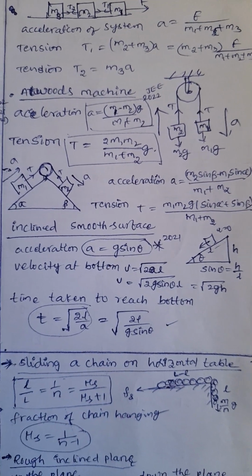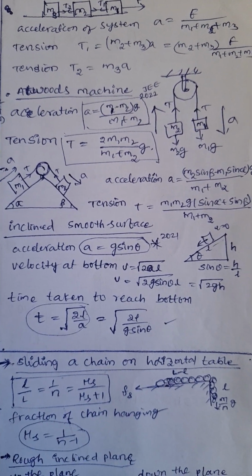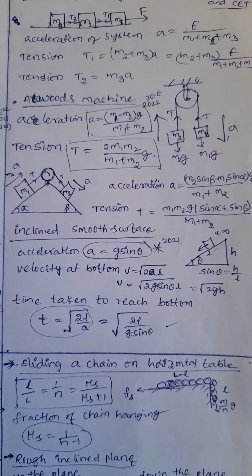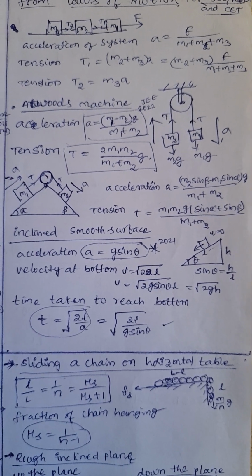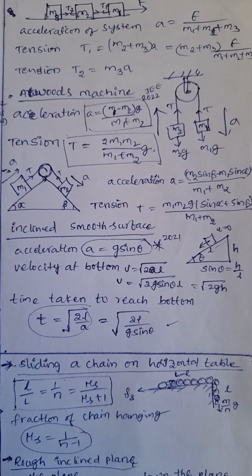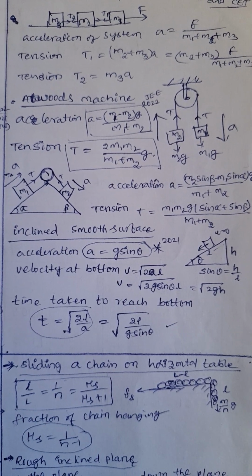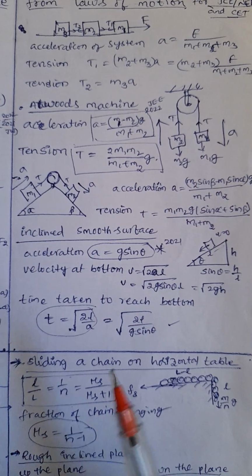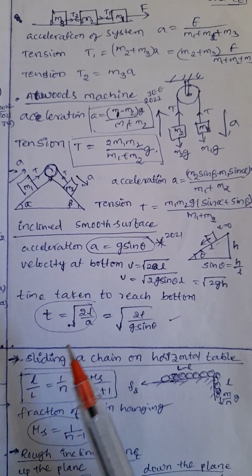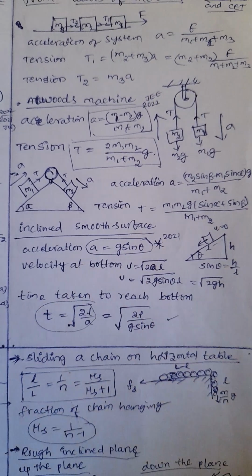Whereas on a smooth inclined plane, the acceleration of the body is a is equal to g sin theta, and the velocity when it reaches the bottom of the inclined plane, v is equal to root over 2 a l, which is root 2 g sin theta l, which is equal to root 2 g h, and the time taken to reach the bottom of the inclined plane, t is equal to root over 2 l by a.